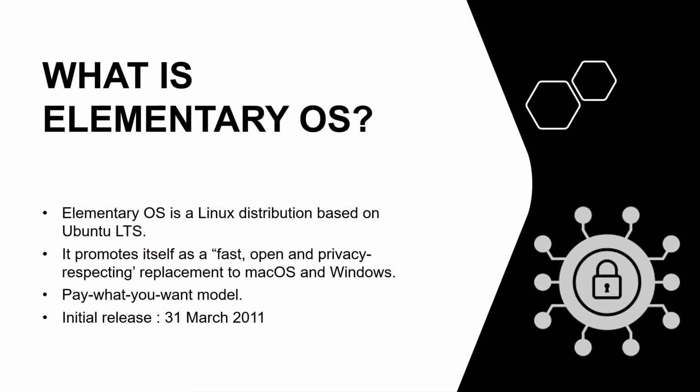What is Elementary OS? Basically, Elementary OS is a Linux distribution which is based on Ubuntu. Elementary OS promotes itself as a fast, open, and privacy-respecting replacement to Mac OS and Windows, which is good. This OS has a pay-what-you-want model. It means that users can download the operating system either for free or with custom payment. Elementary OS was established on 31st March 2011 and it was called Elementary OS Jupiter.